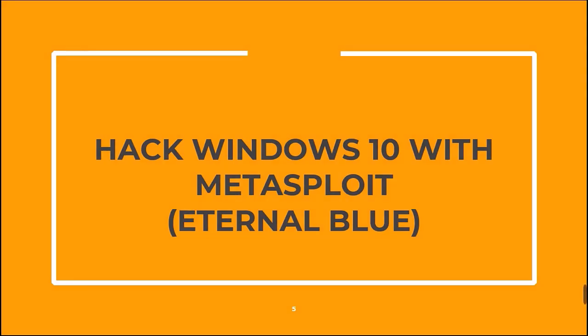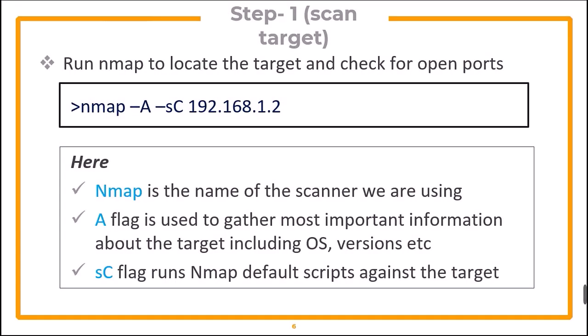Now let's see how we can hack Windows 10 with Metasploit. First of all, we need to scan the target. Run Nmap to locate the target and check for open ports. Give the command as shown on the screen. Nmap is the name of the scanner we are using. The -A flag is used to gather most important information about the target, including OS, versions, etc. The -sC flag runs Nmap default scripts against the target. We are going to cover Nmap in detail in our future lectures.